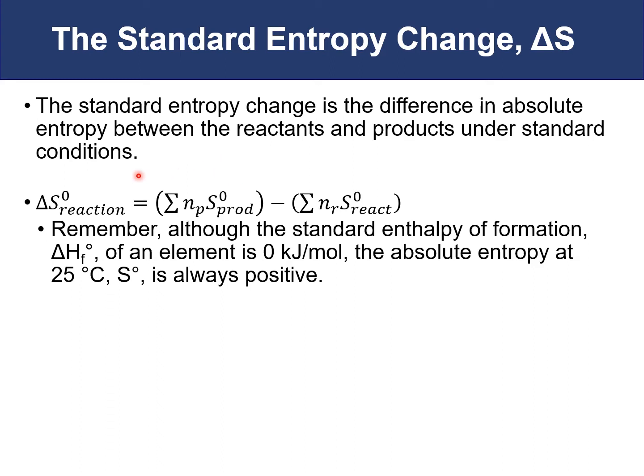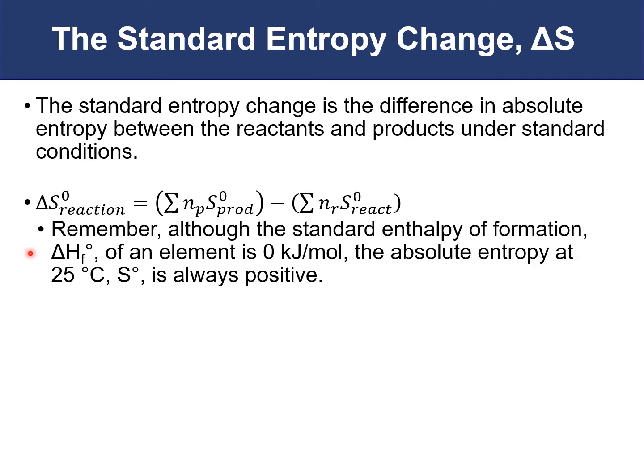So the change in entropy for a reaction is going to be equal to the entropy of each of your products times its coefficient in the balanced chemical equation, added up, then subtract the same thing for your reactants: the entropy of each reactant times its coefficient, all added up. Take your products minus your reactants, and that will give you your change in entropy for your reaction.